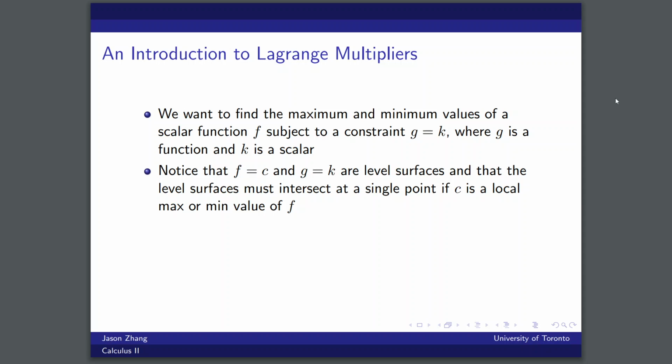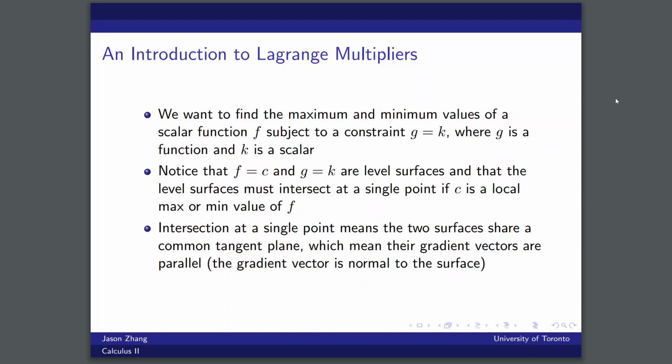Now the reason for this is that if they intersected at multiple points or infinite points, then c would not be a local maximum or minimum value, because we could increase it or decrease it to get an even larger or smaller value, while there is still an intersection, and it's only at the point where they have one point of intersection that it is a local optimum.